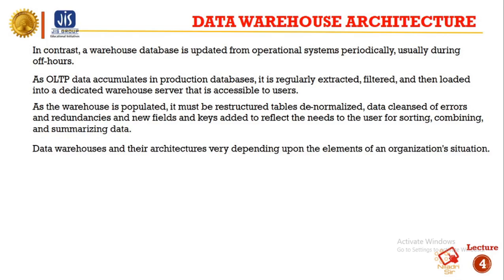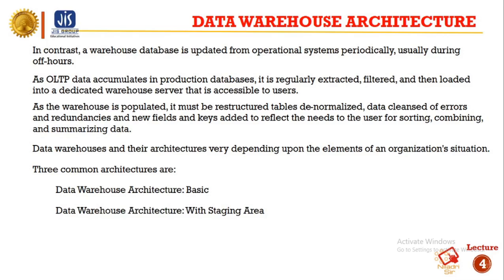Data warehouses and their architectures vary depending upon the elements of an organization's situation. Three common architectures are: number one, data warehouse architecture basic; next, with staging area; and the third one, with staging area and data marts.